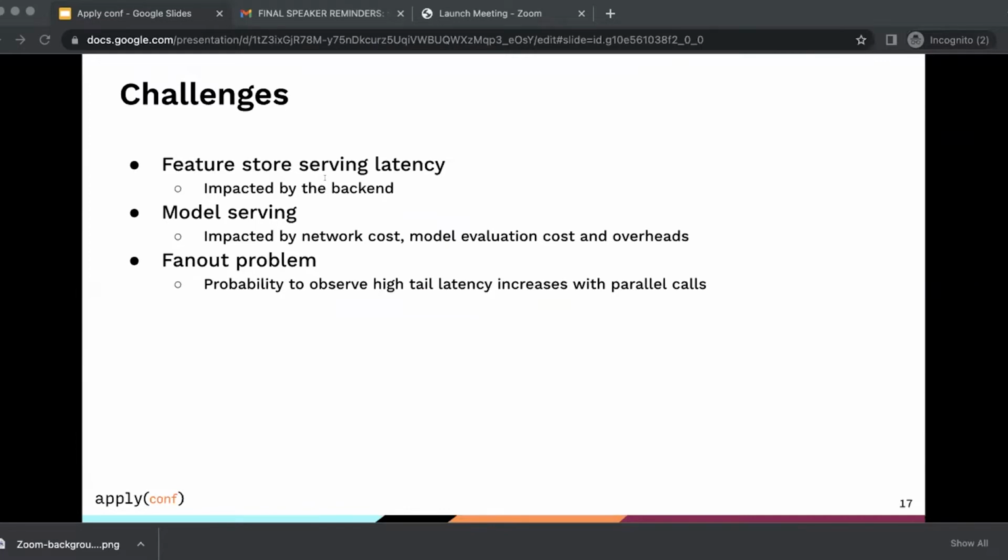Similarly, model serving will also be impacted by the network cost and the model evaluation cost, which depends on the type of the model, and the associated overheads in the system. So a slow call to either of these systems will result in a higher latency for us.